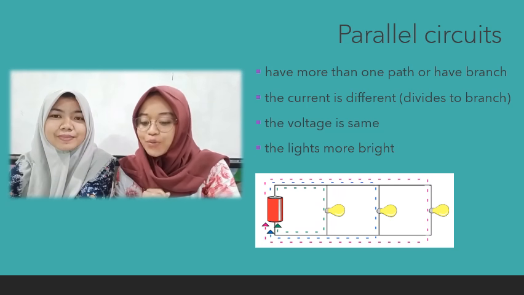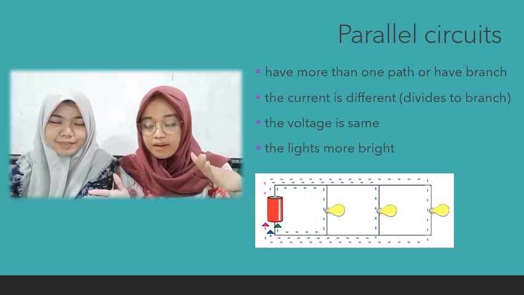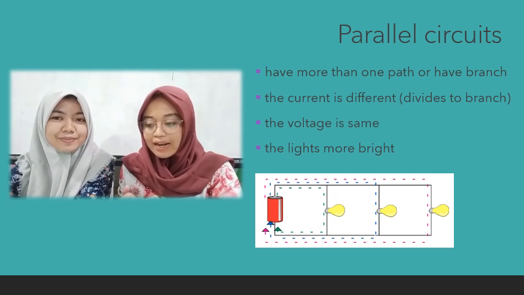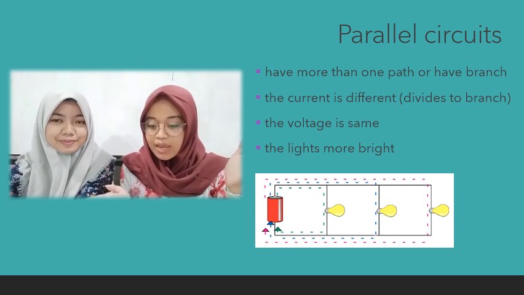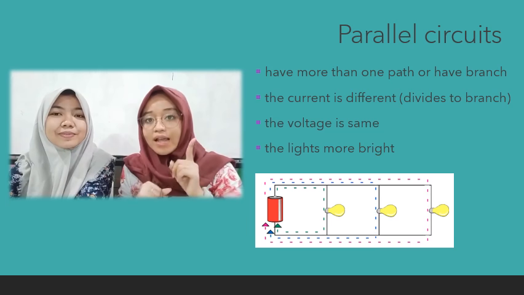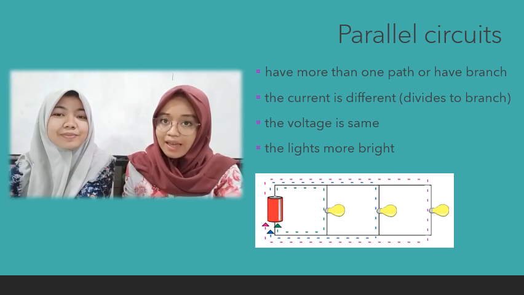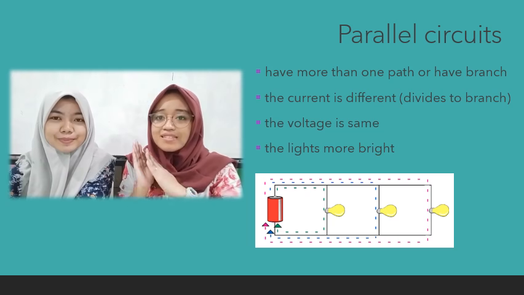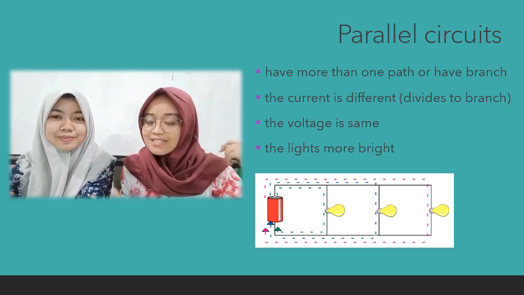In parallel circuits, the electrical current flows through more than one path. So the light in parallel circuits is brighter than in series because the electrical current through each pathway has the same value, and each pathway has only one lamp, so it makes the lamp brighter than in series. Okay? So series and parallel have differences. So let's discuss after this.